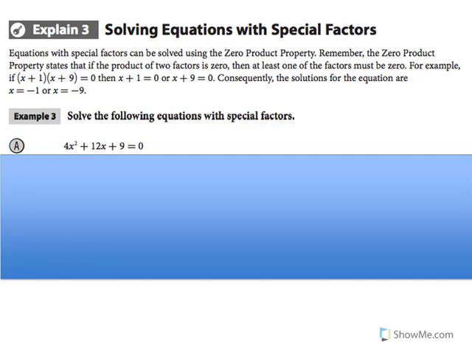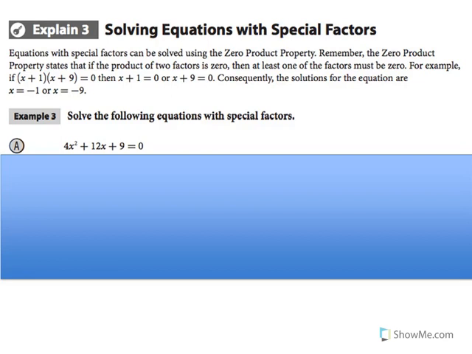Solving equations with special factors. Equations with special factors can be solved using the zero product property. Remember, the zero product property states that if the product of two factors is zero, then at least one of the factors must be zero. For example, if the quantity x plus 1 times the quantity x plus 9 equals 0, then x plus 1 equals 0 or x plus 9 equals 0. Consequently, the solutions of the equation are x equals -1 and x equals -9.